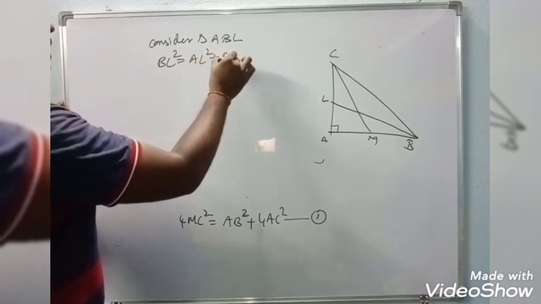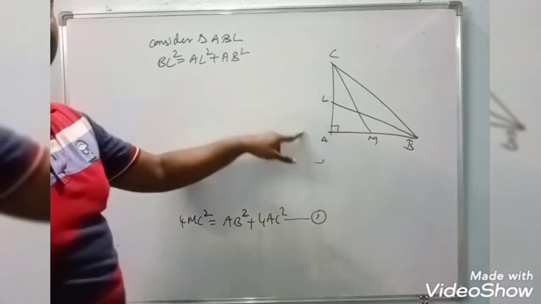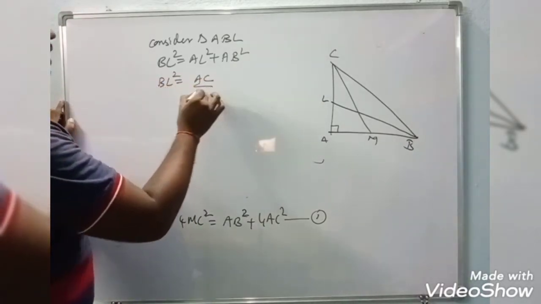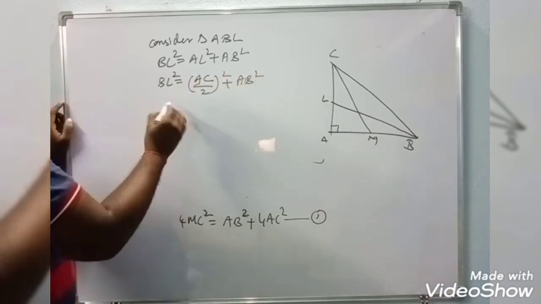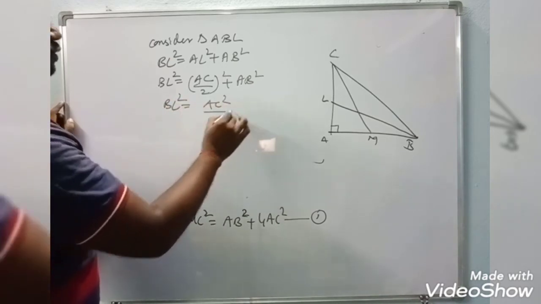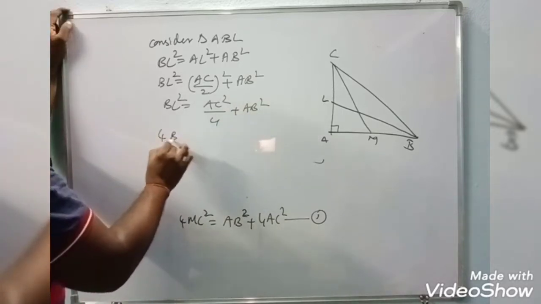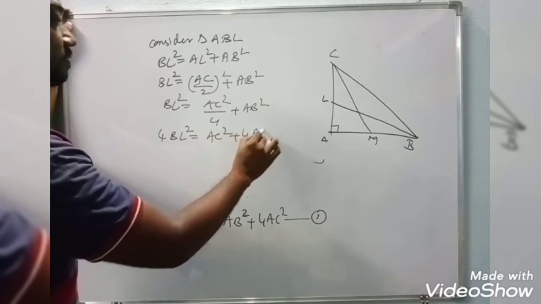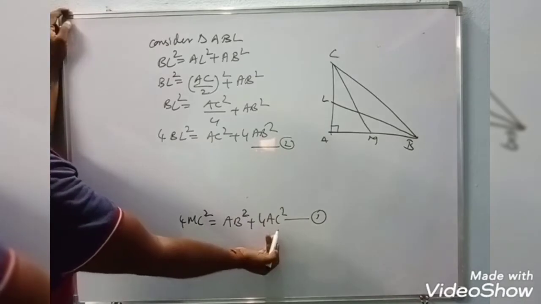square plus AB square. Now see here, AL is nothing but half of AC. So I can write this as BL square is nothing but (AC by 2) whole square plus AB square. Now apply your roots square here, you will get AC square by 4 plus AB square. Now cross multiply, 4 times BL square is equal to AC square plus 4 times AB square. So I am denoting this as second equation. So already we have the first equation here.